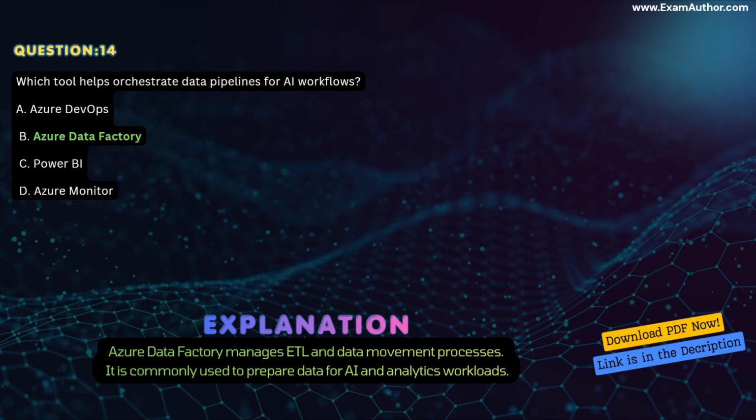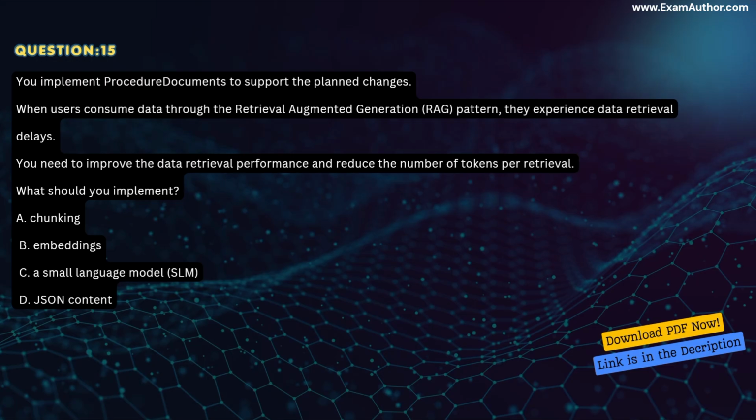Question 15. You implement procedure documents to support the plan changes. When users consume data through the Retrieval Augmented Generation (RAG) pattern, they experience data retrieval delays. You need to improve the data retrieval performance and reduce the number of tokens per retrieval. What should you implement? A. Chunking. B. Embeddings. C. A small language model (SLM). D. JSON content. Correct answer A.